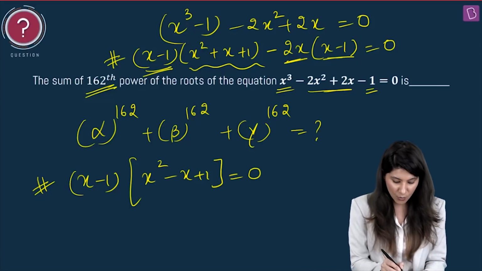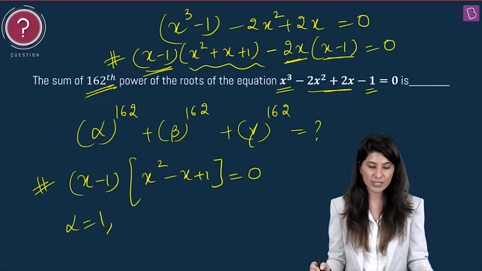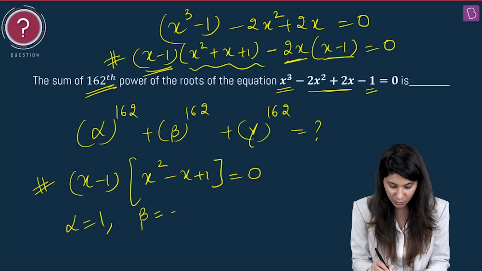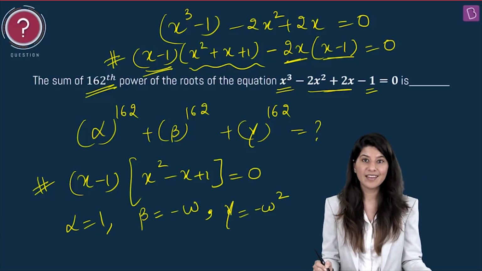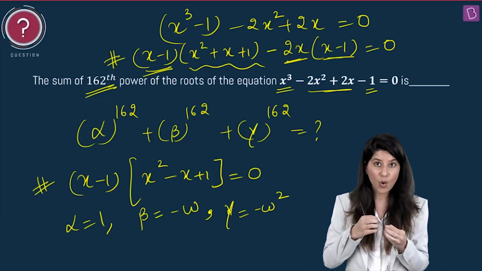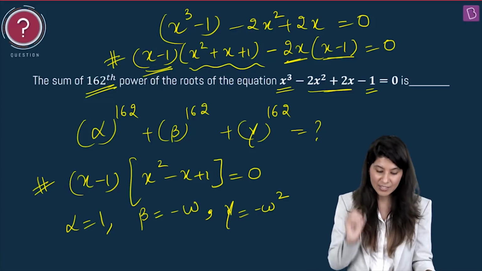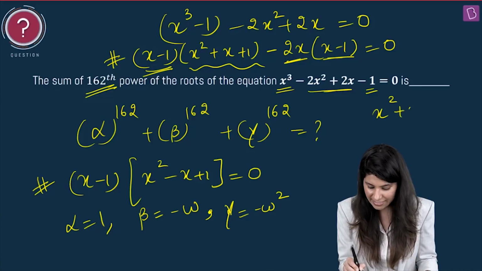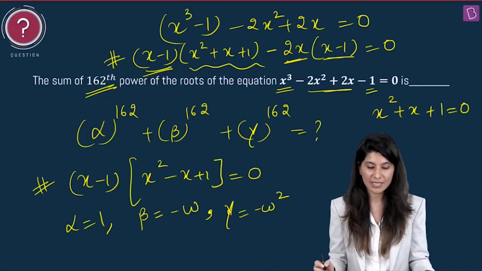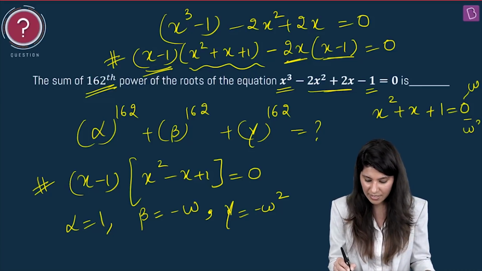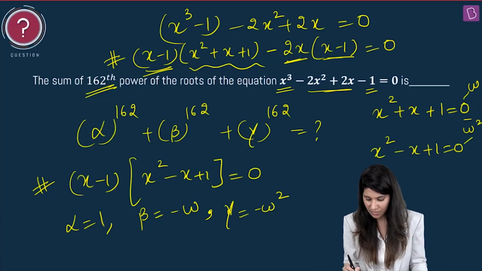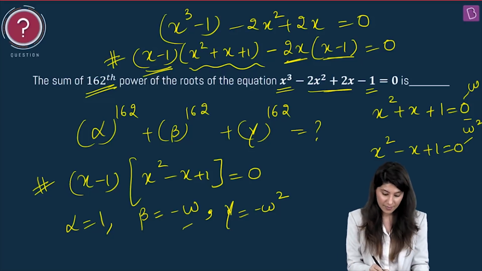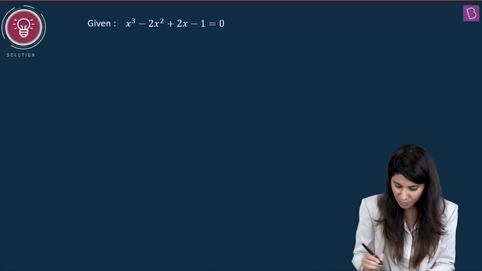Now the first root I can see is alpha equals 1. The second root would be minus omega, and the third root would be minus omega square. Now you'll ask me, where does this omega or minus omega come from? Let me remind you, if the equation is x square plus x plus 1 equals 0, then the roots are omega and omega square. If the equation is x square minus x plus 1 equals 0, then the roots are minus omega and minus omega square.